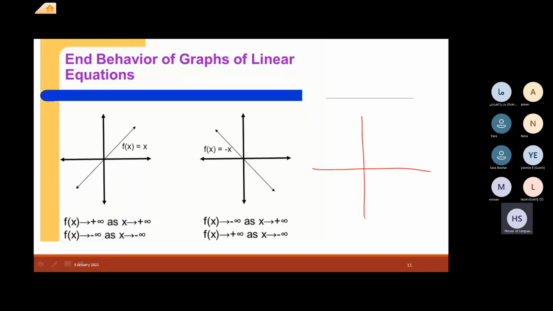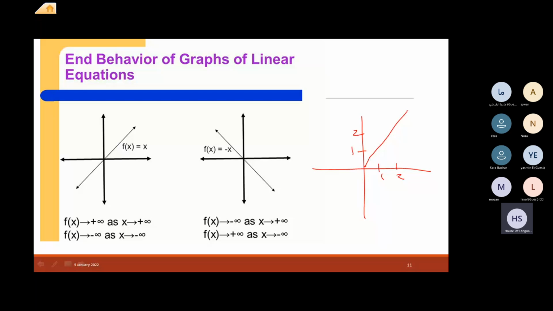If f of x equals x, like 1, 1, 2, 2, 0, 0. So it goes like this. It's not constant. Constant is if you say f of x equals 4, equals a number. This is constant. So here, look at me. Where does this function go? Where is the end behavior of this function?